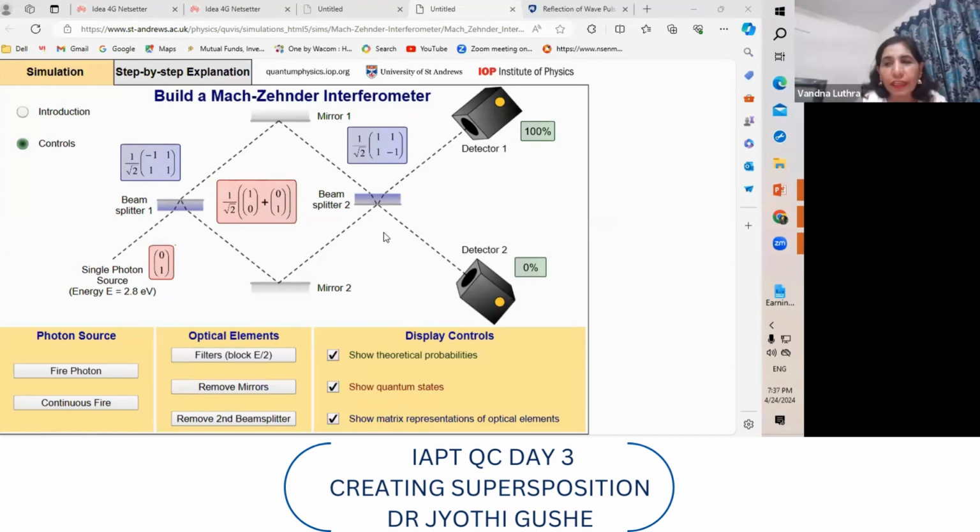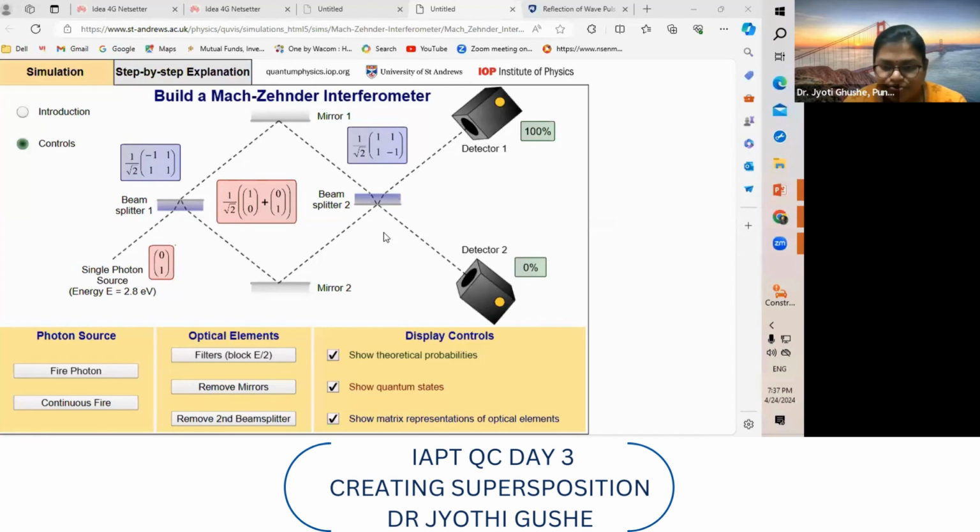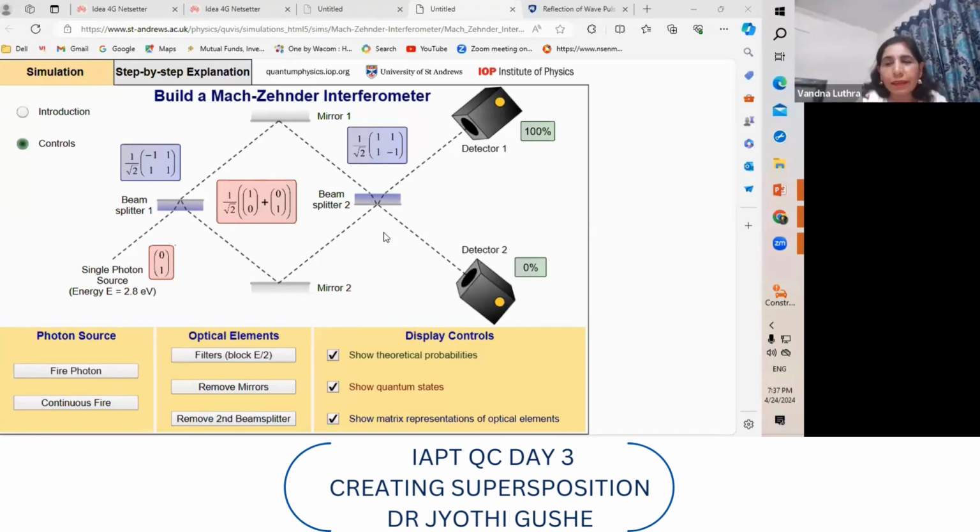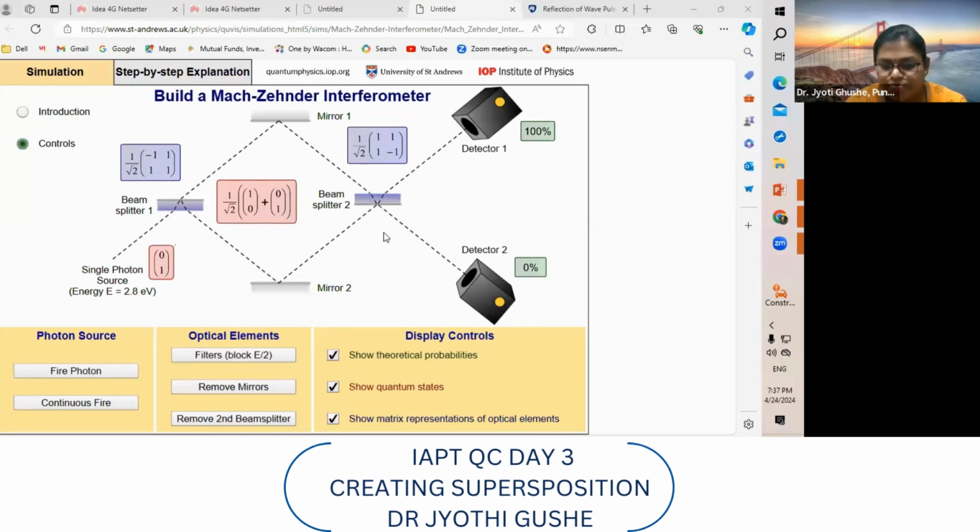Another question by Dr. Mukherjee. If we can make logic gates with either 0 or 1, then how can we do the same thing with qubits? I did not get your question. I repeat, if we can make logic gates with either 0 or 1, then how can we do the same thing with qubits? Qubits are more advanced. That will increase the speed of your operations. That is what we are using in quantum computers.